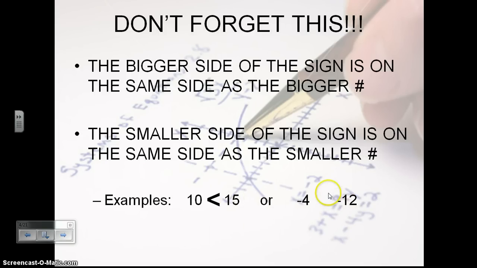For another example, negative numbers. Remember, negative, the closer to 0, the bigger the number. So negative 4 is going to be greater than negative 12. Okay?